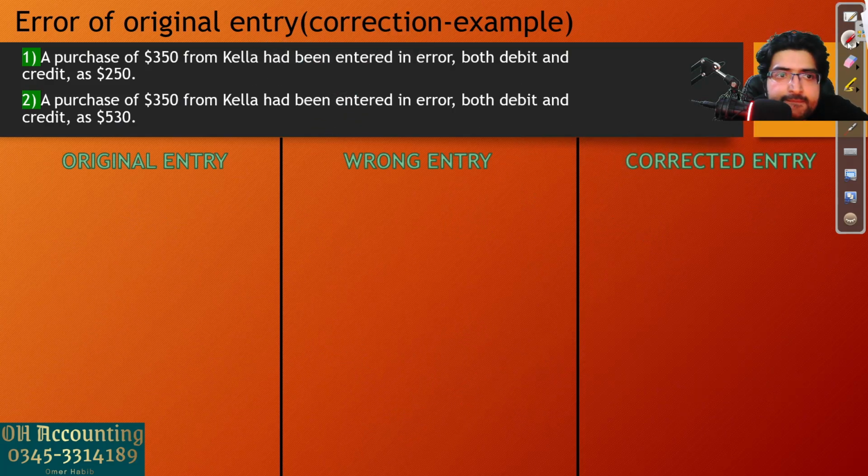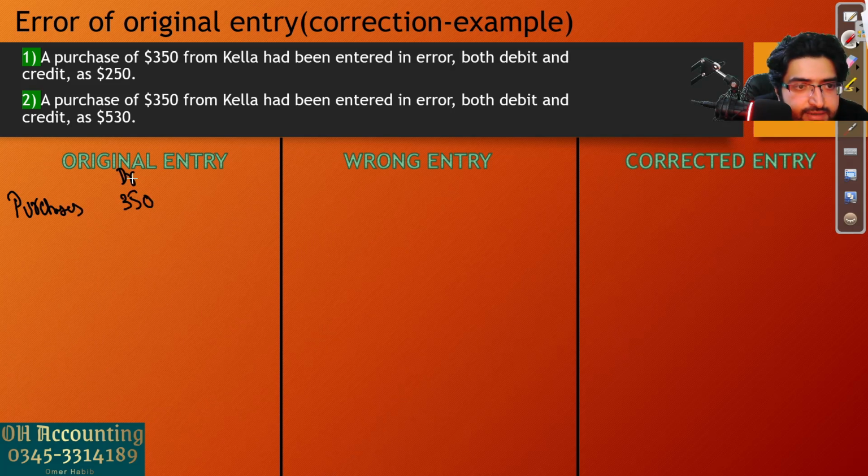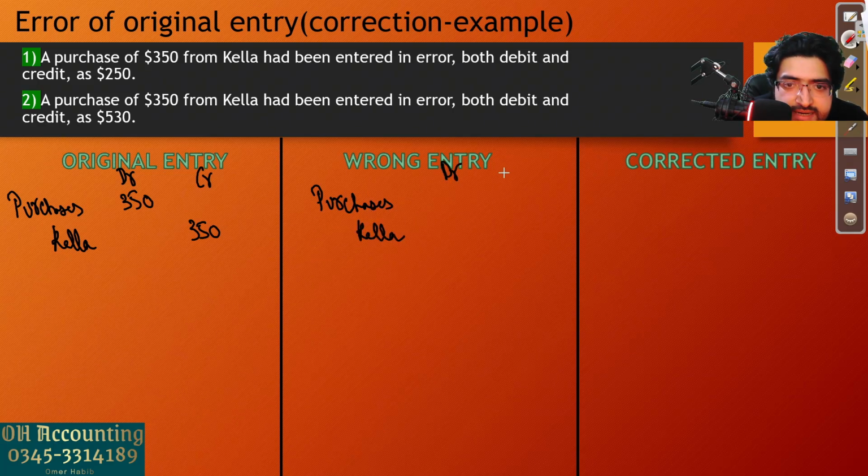Now see, a purchase of 350 from Kela. Okay, same entry, purchases 350 debit and Kela 350 credit. This is the entry. Had been recorded in error both debit and credit as 530. Okay, purchases and Kela are both recorded debit and credit as 530 instead of 350.